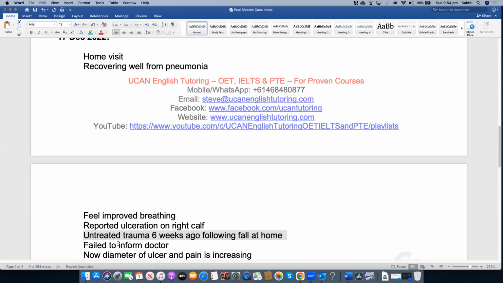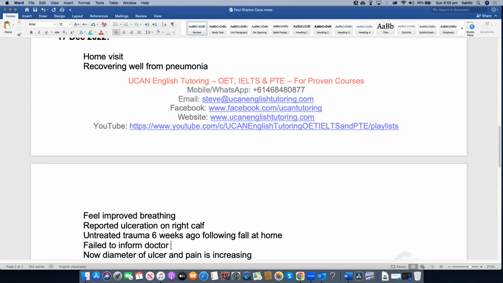So 6 weeks ago, the patient had a fall, and it hasn't been told to the doctor. See this one, failed to inform the doctor, isn't it? So the previous doctor didn't know this. Okay, so it's untreated. To some extent this is important, but it's not fully relevant. I would say it can be semi-relevant. Okay, so it is better to include in the letter.